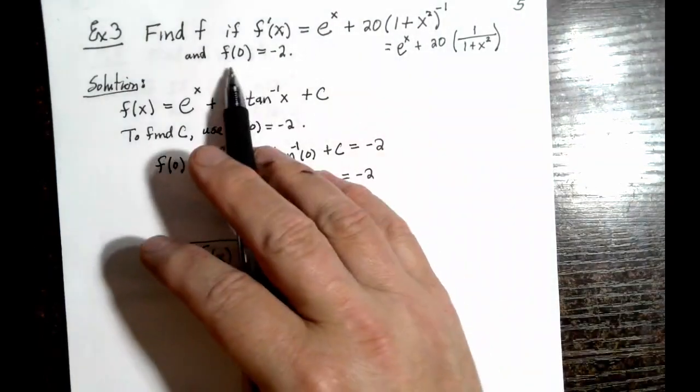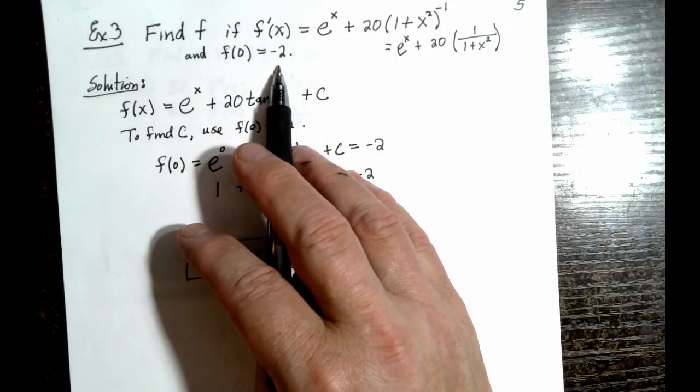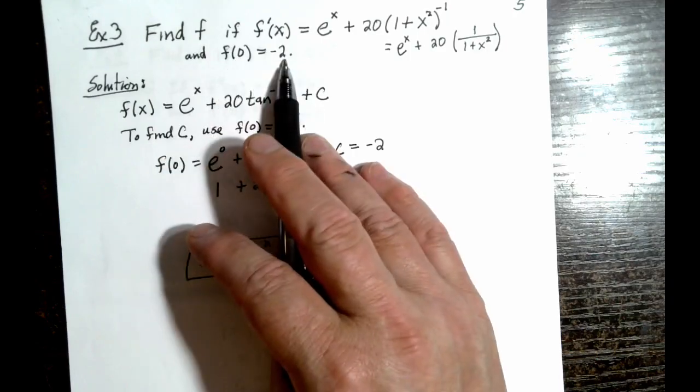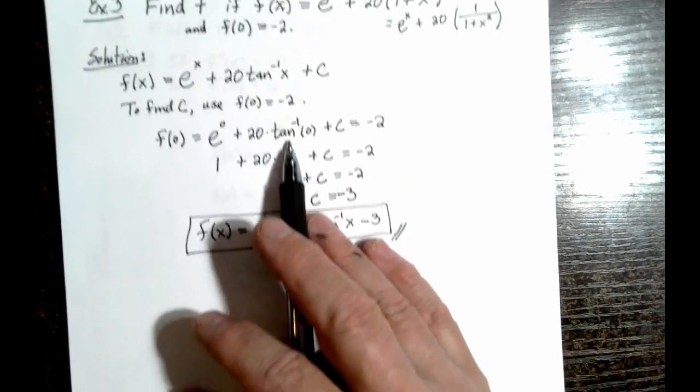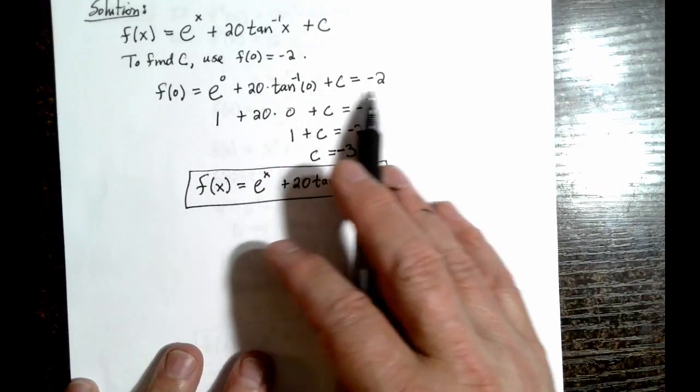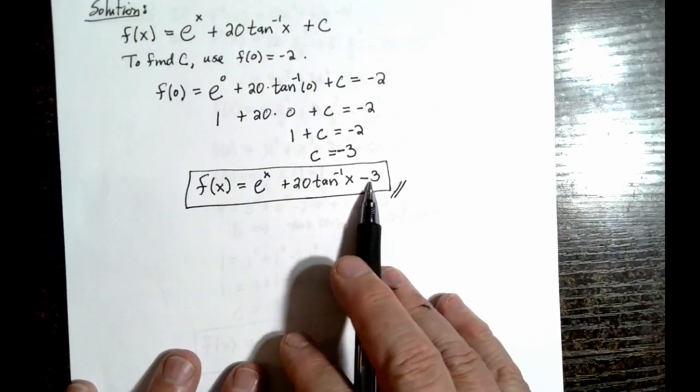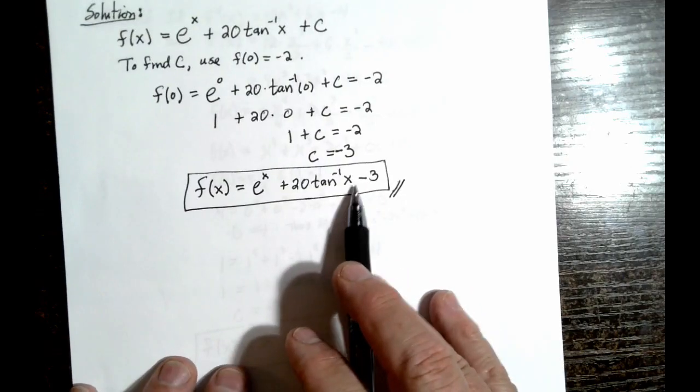Now sometimes they'll give you a statement that will allow you to figure out what C is. So if you let x be 0 and the whole function equals -2, you plug in 0 for x and you let it equal -2, and then you can nail down what C is, and now you've found the very specific function, not the general function.